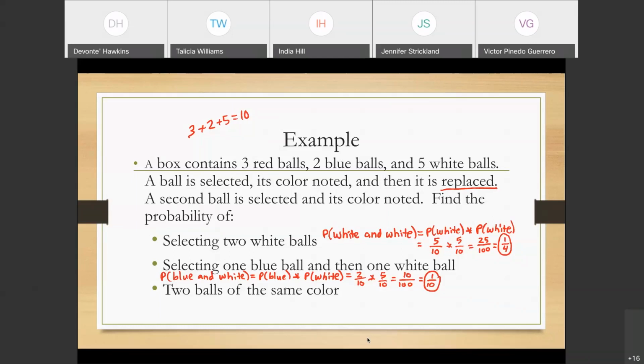So we have to think about what this is actually saying. 2 balls of the same color. That means that one way I could do that would be that I could select 2 white balls. Or another way that I could do this would be that I could select 2 red balls.